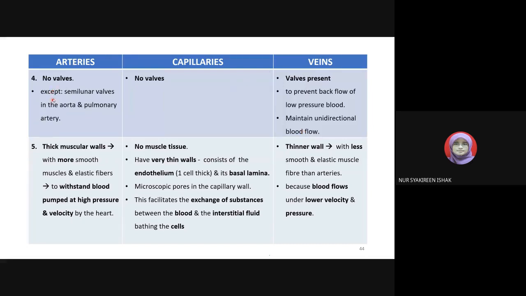So for the arteries, they have no valve except semilunar valve. Kan? Tadi kita tengok antara left ventricle dengan aorta ada semilunar valve, aortic semilunar valve. Antara right ventricle dengan pulmonary artery ada pulmonary semilunar valve. Okay, so kecuali tadilah aorta dengan pulmonary artery ada semilunar valve.